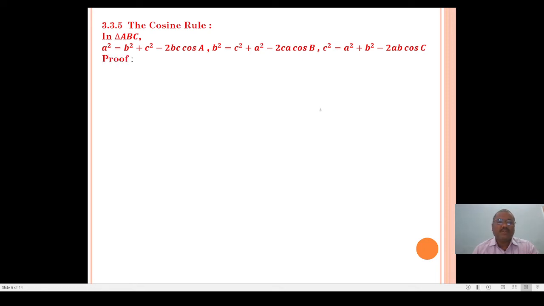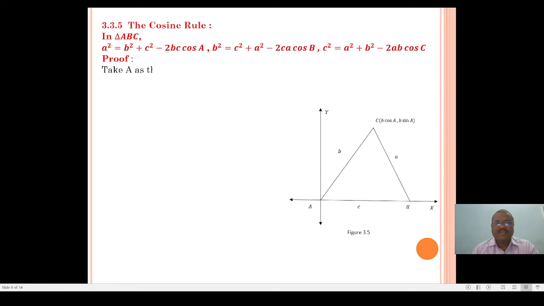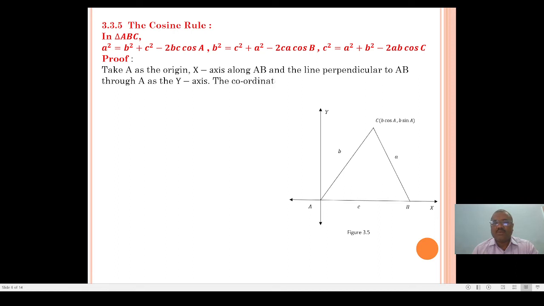So prove. See the figure. Take A as the origin and x-axis along AB, the line perpendicular to AB through A as the y-axis. The coordinates of A, B and C are: coordinates of A is (0, 0), coordinates of B is (c, 0), and coordinates of C is (b cos A, b sin A) respectively. We take the coordinates of C as polar coordinates.